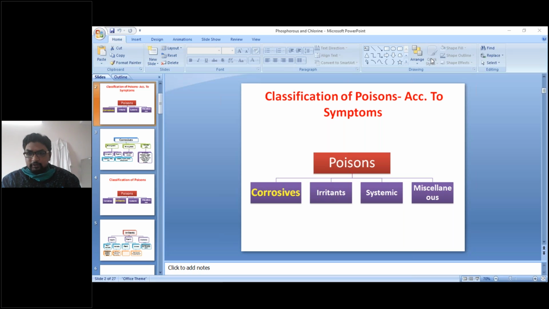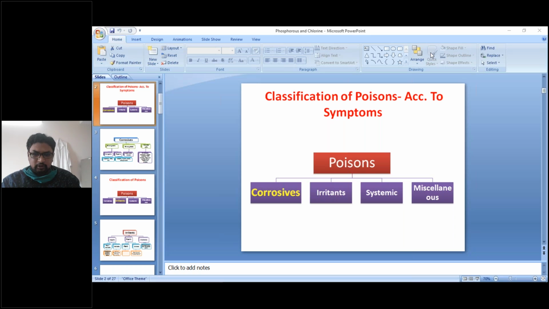So today we will learn a new topic. We have learned about metallic poisons. Now today the topic is non-metallic poisons in irritants. So we know that poisons are broadly classified into four: corrosives, irritants, systemic poisons, and then miscellaneous poisons.